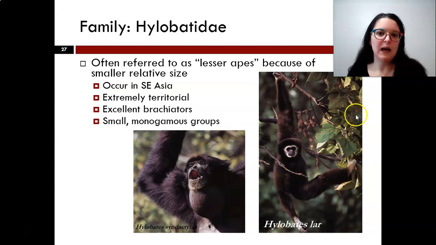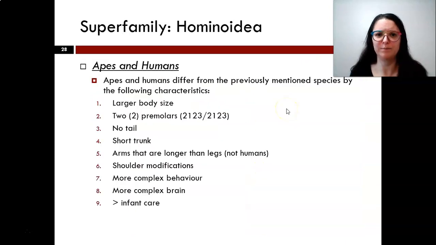Southeast Asia. Again, it's likely because they have this limited territory, and as such are extremely territorial because of their highly specialized form of locomotion.